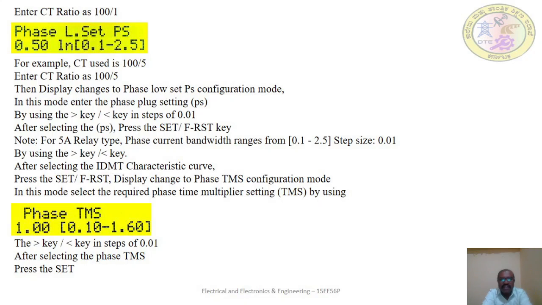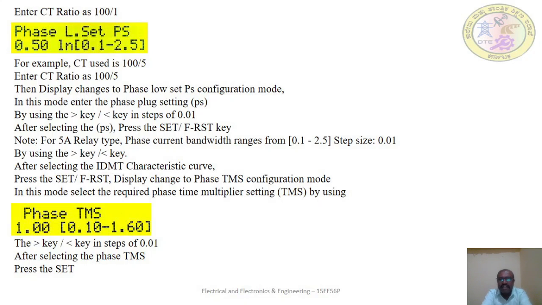After that, you have to select the characteristics, IDMT characteristics. After that, pressing set, the display changes to phase TMS time multiplier setting configuration mode. In this mode, select the required phase TMS by using the key in steps of 0.01. After selecting the TMS, press set. Now, this is the procedure to set PSM and TSM in a numerical relay.